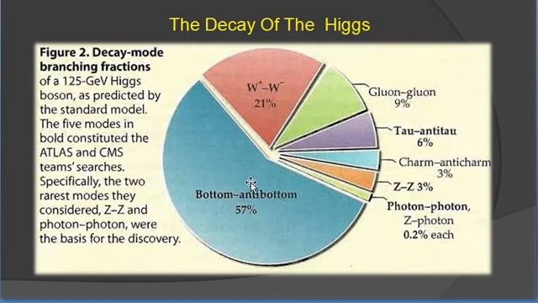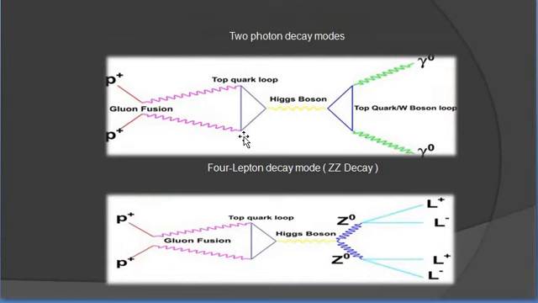This is a decay of the Higgs. We can say that the most probable decay is into bottom and anti-bottom quarks, and 21% into W plus and minus, along with other decay products of the Higgs. The Higgs can decay as shown in the figure. I will discuss two decay modes of the Higgs.